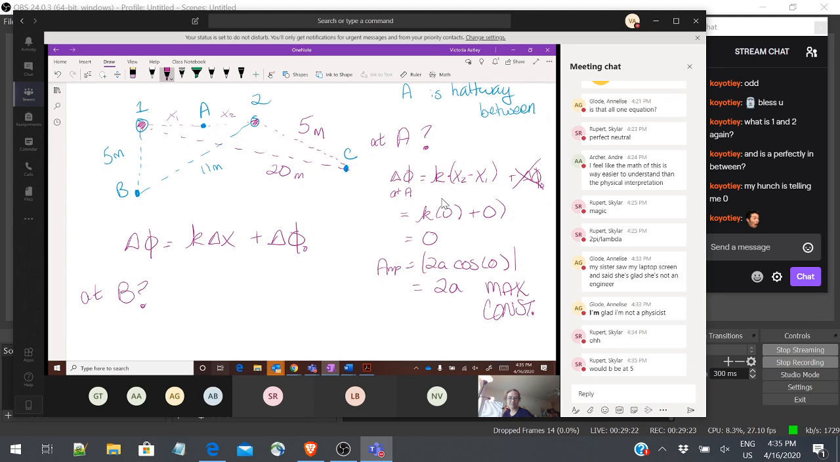Would B be at 5? So B is 5 meters away from source 1 and 11 meters away from source 2. So it would be x2 minus x1, so it would be 6 meters.